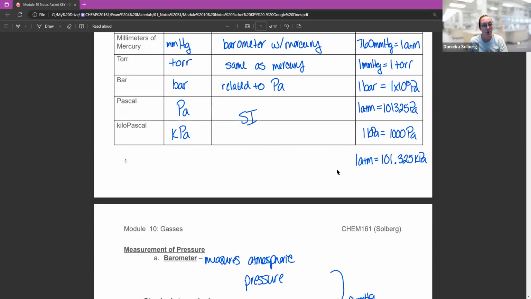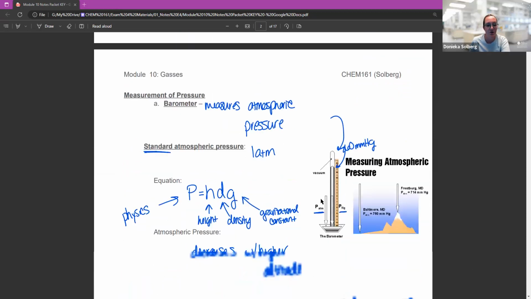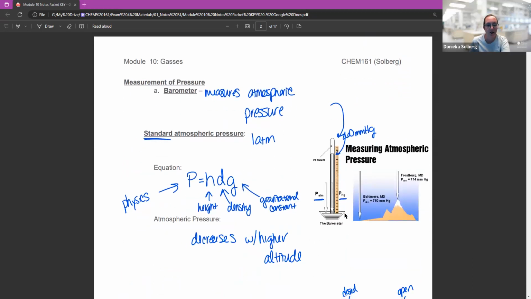How do we actually measure pressure? Well, I already mentioned this one. We use a barometer a lot of the time, and that measures the atmospheric pressure. So a barometer looks like this thing over here. It's like a little dish of mercury, and then this tube is filled with mercury, and then this is a vacuum. There's no air or gas in there. So as the pressure in the atmosphere increases, it pushes down on the mercury, which will push it up the tube. So the higher the mercury moves up the tube, the more pressure the atmosphere would be putting on it. So that's how we kind of measure it.